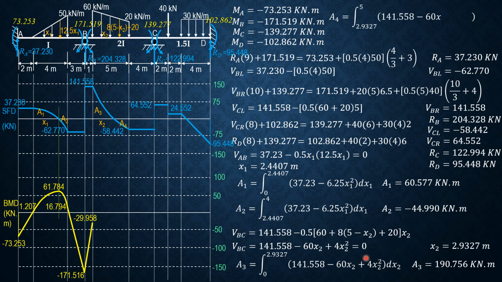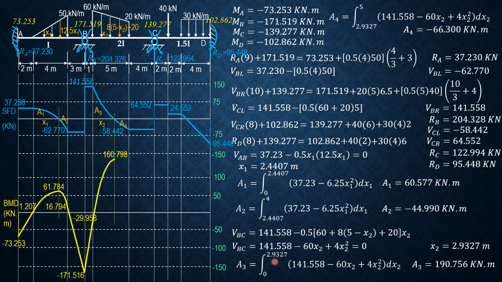Then we equate to 0 to find this x2 where shear is 0. There are two values of x2 but the other one is absorbed. So the acceptable value of x2 is 2.9327 meters. Therefore, area 3 is the integral of shear under the shear curve, 141.558 minus 60x2 plus 4x2 squared dx2 from 0 to 2.9327. So area 3 is equal to 190.756 kilonewton meter.